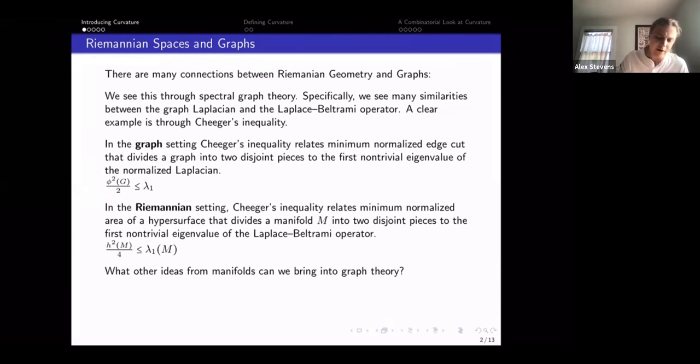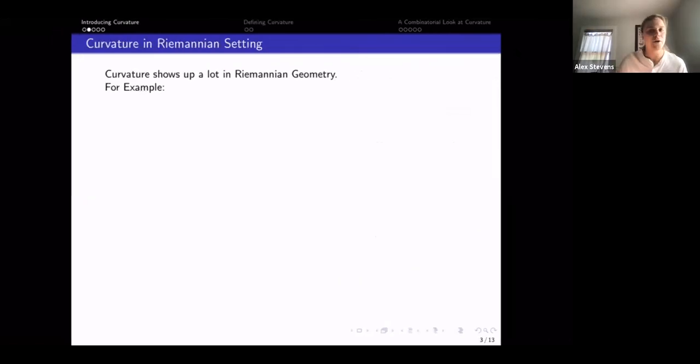But there have been lots of really cool things done in differential geometry, and we want to borrow these things and bring them into the graph setting. So a question is, what else might we want to borrow from the manifold setting and bring into graphs? Curvature is maybe something that we'd want to bring over.